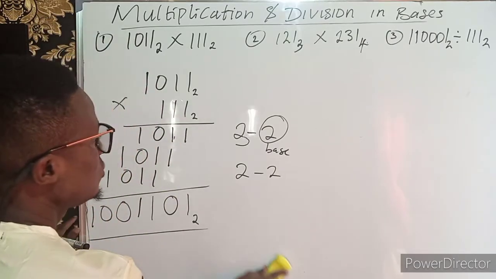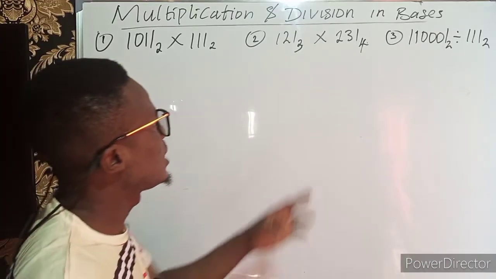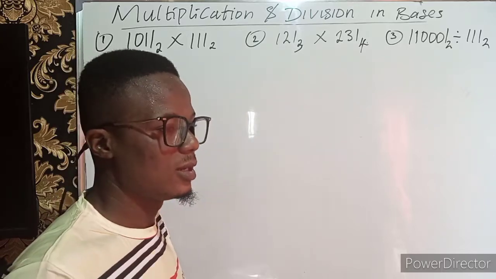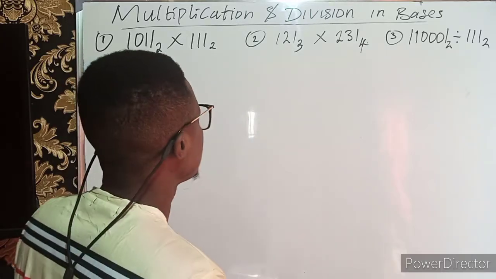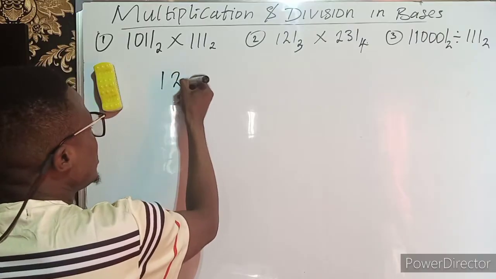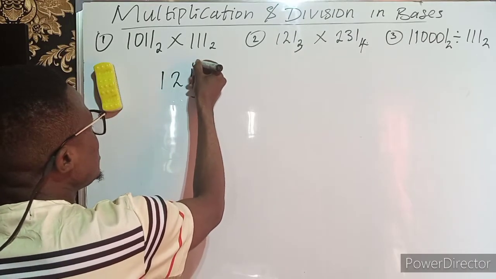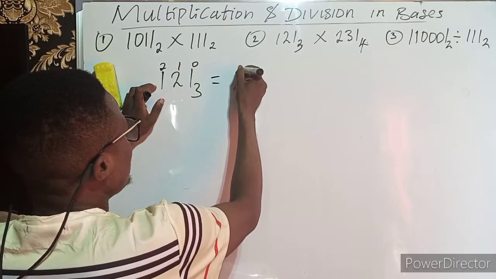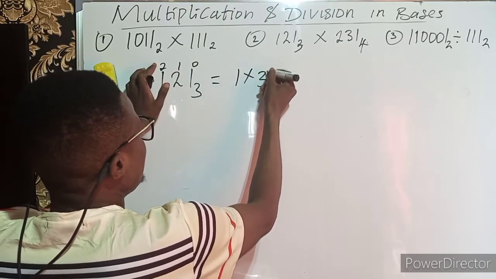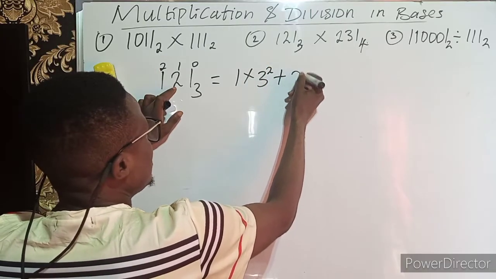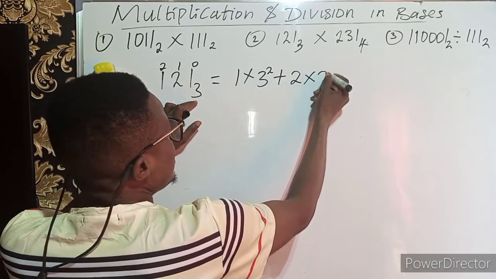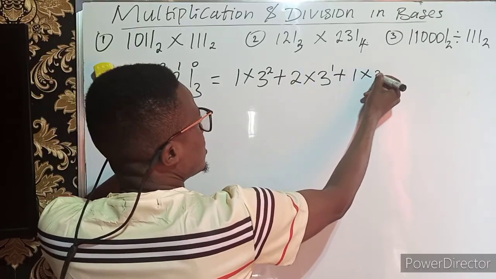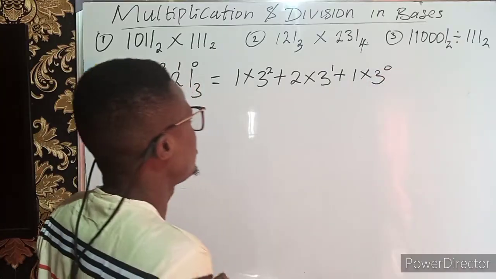Okay, so let's go for number 2. In number 2, you can see that they are in different bases, so you are not allowed to multiply them directly. So you've got to convert each of them to base 10. For the first number, we'll have 121 base 3. Here is power 0, here is 1, here is 2. So you say the first number is 1, multiplying base 3 power of 2, plus the next number is 2, multiplying base 3 power of 1, plus the last number is 1, multiplying base 3 power of 0.